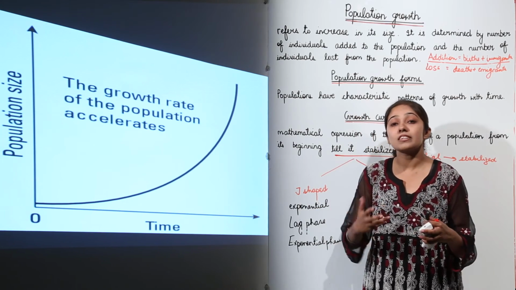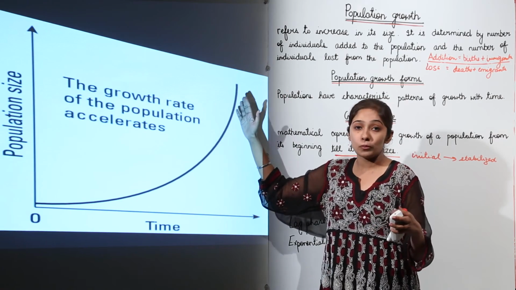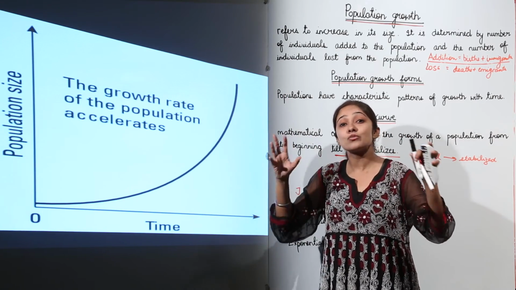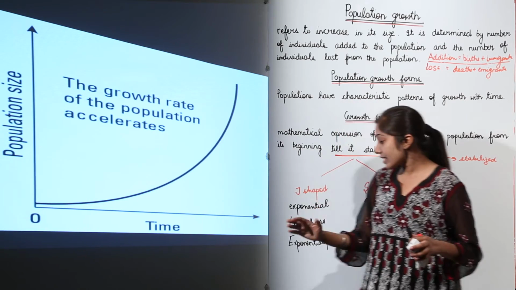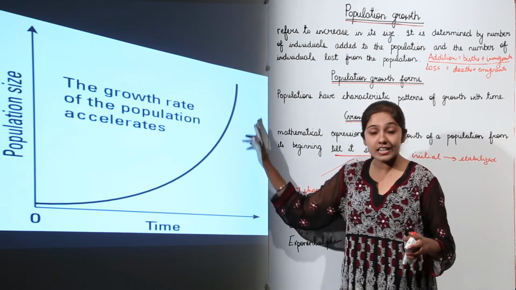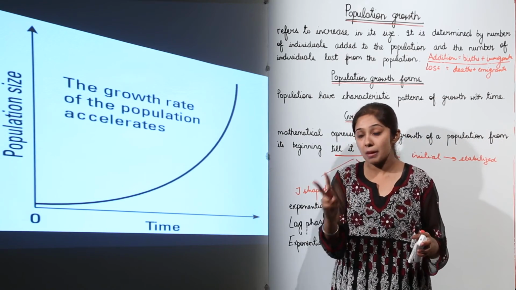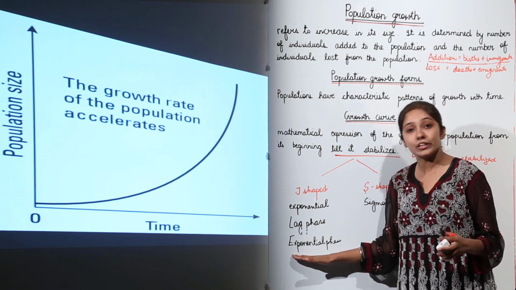So what is going to happen? This will lead finally to the mortality of the population, the death of certain individuals in the population, because the food is now going to become scarce. This is how a J-shaped growth curve is represented in the form of two phases. Remember, one is the lag phase and the other is the exponential phase.